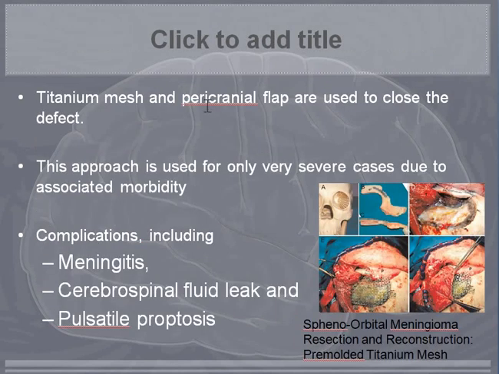A titanium mesh and the pericranial flap are used to close the defect. This approach is used in very severe cases due to the associated morbidity. So the complications obviously are meningitis, cerebrospinal fluid leak, and pulsatile proptosis. Here you can see the titanium mesh being placed during a sphenoorbital meningioma resection and reconstruction. Pre-molded titanium mesh is used.